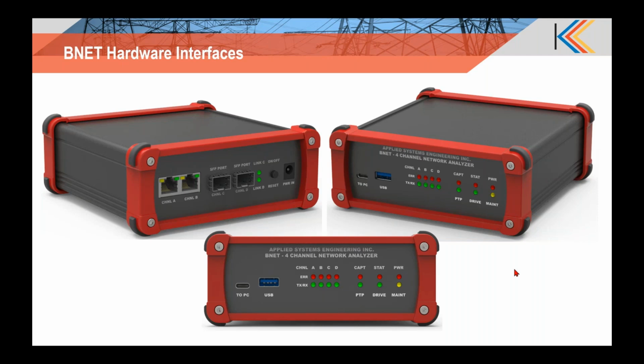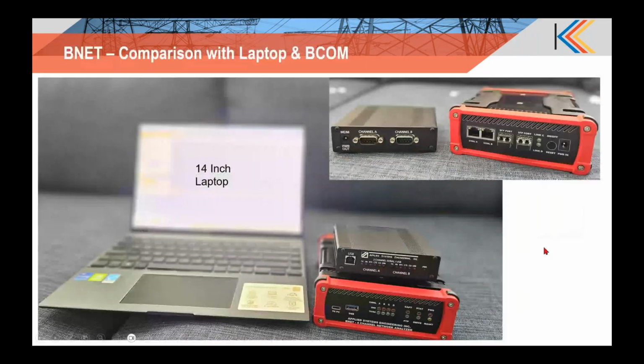And we've got another slide that'll show a comparison of the BNET and the existing ASE 2000 BCOM unit. So roughly 6.5 by 6.5 by 2.5, as I said. It's compact. It easily fits inside a bag or a small case, and it's not much larger than what we have for the BCOM, but with a much more powerful processor inside.